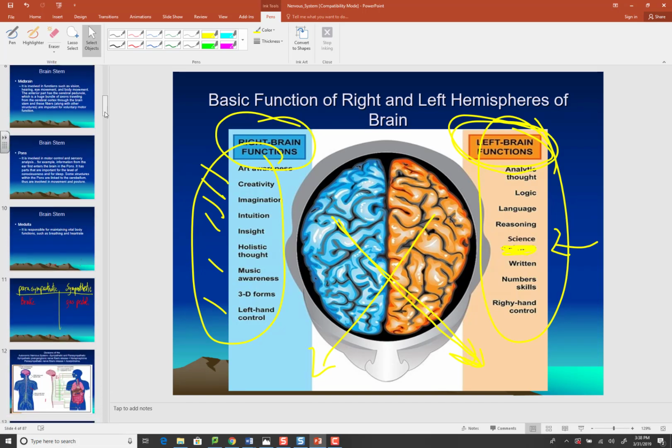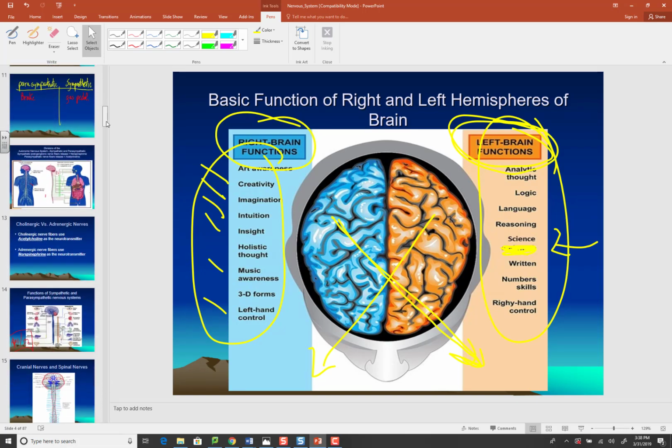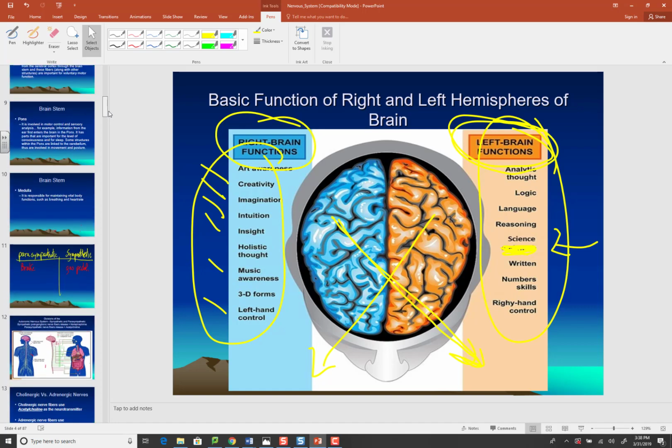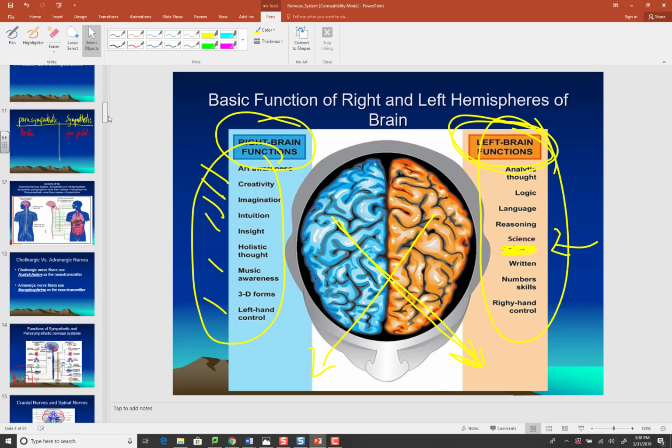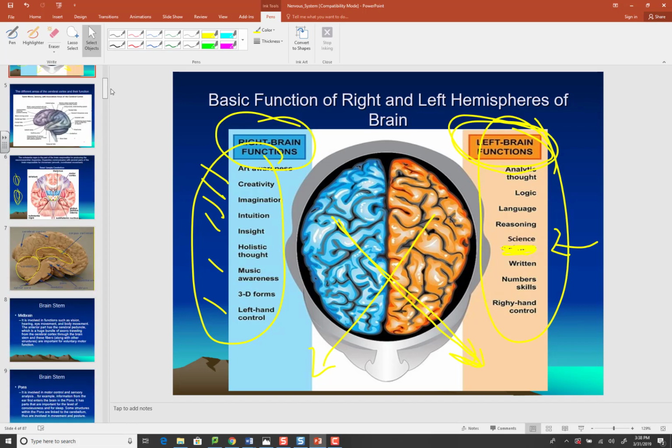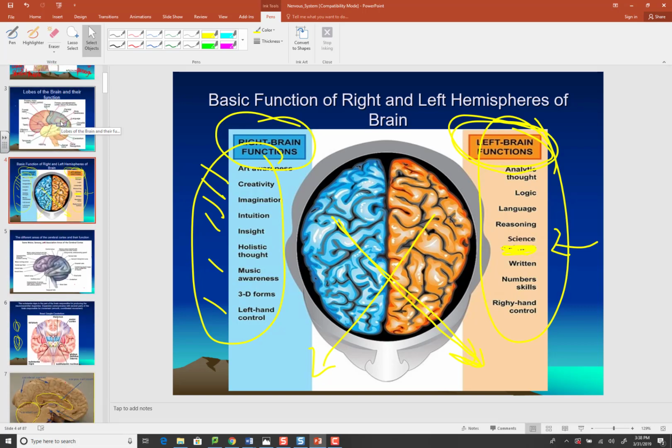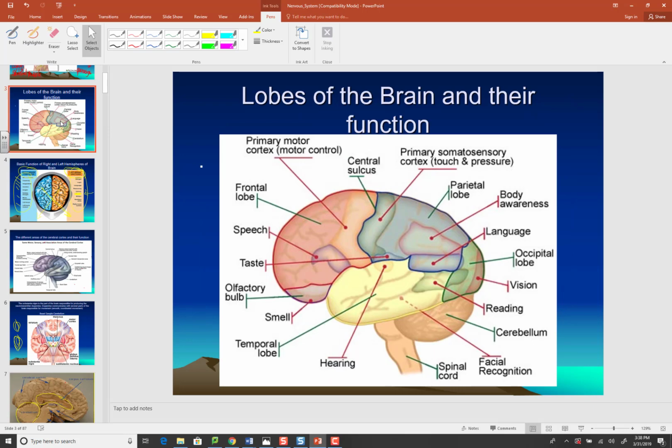Now, as you start moving up into the cerebrum, the cerebral cortex, this is a new part of the brain, right? So humans have a pretty well-developed cerebral cortex. So I just want to go over some of the major functions of each lobe of the brain.